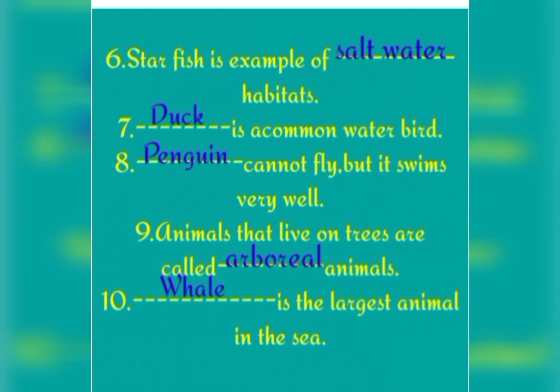D-U-C-K, duck. Eighth one, dash cannot fly but it swims very well. The answer is penguin. P-E-N-G-U-I-N. Penguin cannot fly but it swims very well. Ninth one, animals that live on trees are called arboreal animals. A-R-B-O-R-E-A-L, arboreal animals.